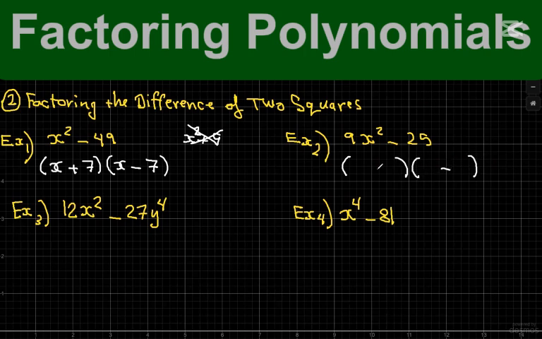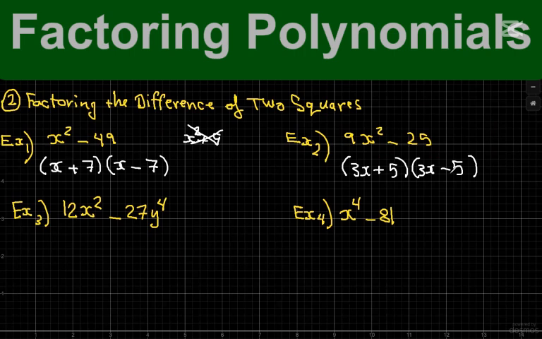As I said, one of them is plus, one of them is minus. It doesn't matter. You can make this plus and this minus, or this minus and this plus. It doesn't matter. The square root of 9x squared is 3x, so you put 3x here and there. And the square root of 25 is 5, so you put 5 here and 5 there. Isn't this the easiest factoring you've ever seen?